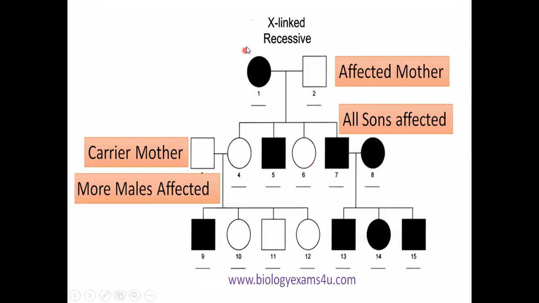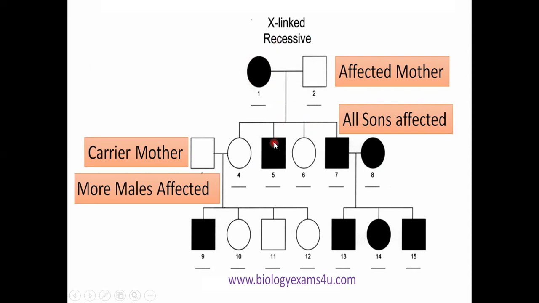So here is a pedigree, and that pedigree is representing an X-linked recessive disorder. Here you can see in the first generation, the mother is affected while the father is normal. So the affected mother should carry two X chromosomes with the mutant allele or recessive allele, because recessive disorders only express themselves phenotypically in case of homozygous condition. It means there are two X chromosomes in the female, and both of these X chromosomes carry a recessive allele.